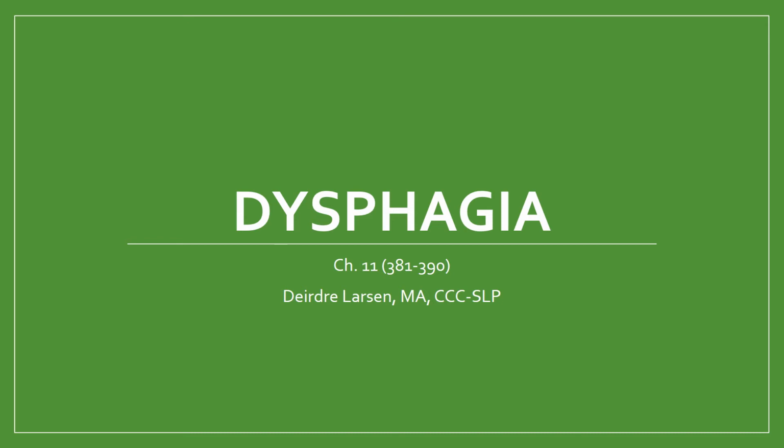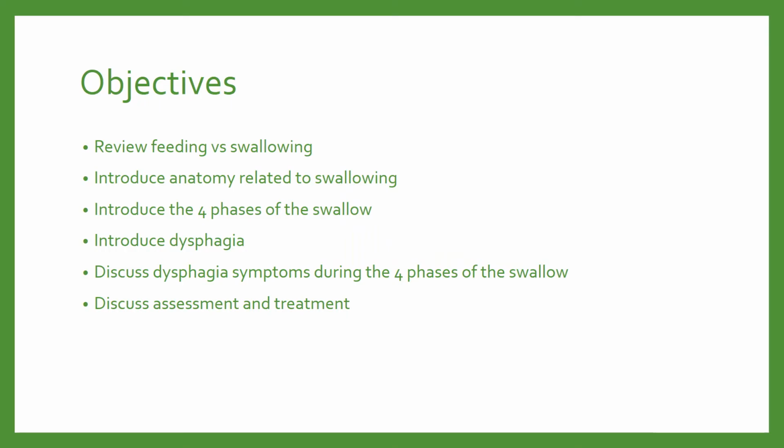Today we're going to go into dysphagia, which is chapter 11 in the 5th edition, pages 381 to 390, so not the whole chapter. We're going to go over feeding versus swallowing. We'll introduce anatomy related to swallowing and the 4 phases of the swallow. We'll also talk about what dysphagia, or trouble swallowing, is, the symptoms of dysphagia divided by the 4 phases of the swallow, and the assessment and treatment related to the speech therapist.